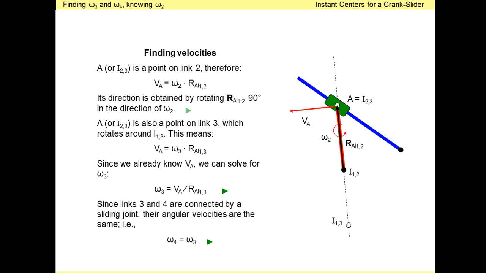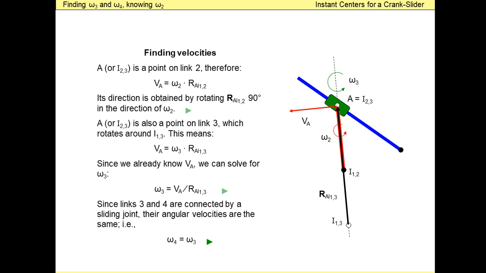Because it is rotating in the anti-clockwise direction, we have the velocity. If you see here, the velocity of A is acting in this red direction. Why? Because omega 2 is rotating in the anti-clockwise direction, so we have to rotate this link 90 degrees in the anti-clockwise direction. This gives the direction of velocity of A, and the magnitude is omega 2 into the length of the link I12 to A.